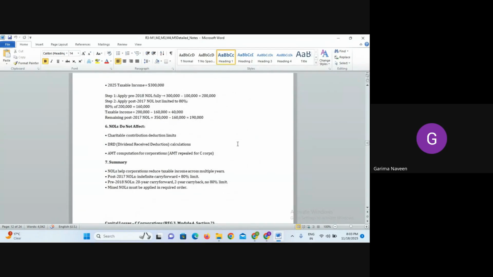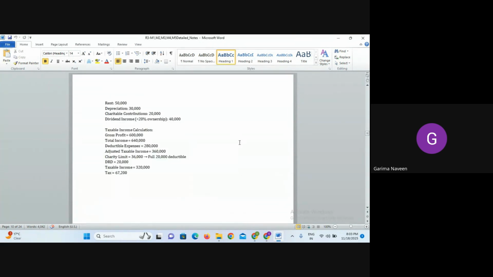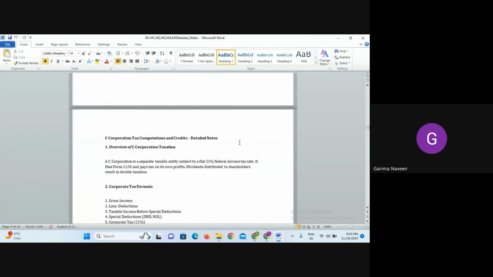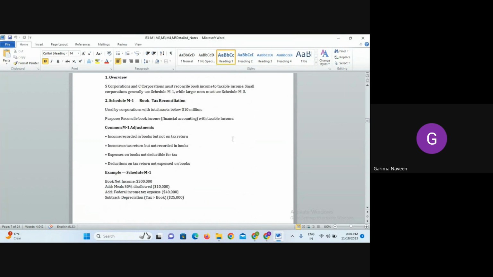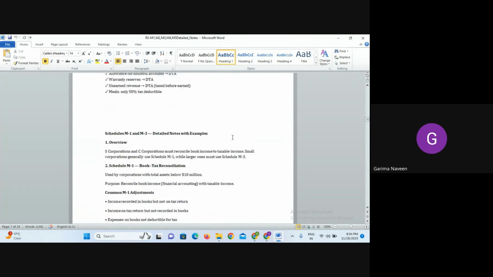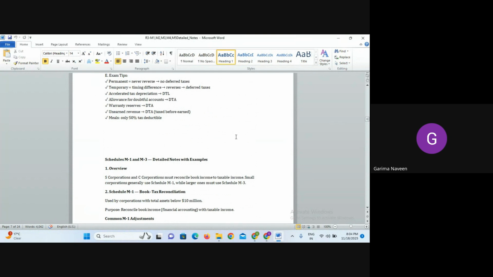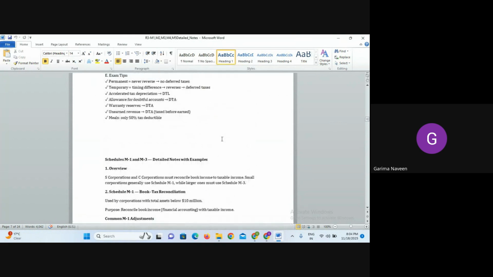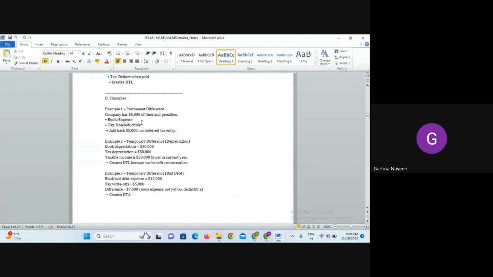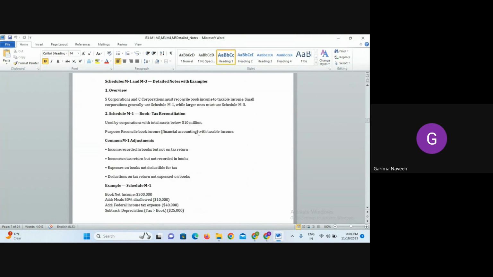Start today's session. Yesterday we discussed everything about the C corporation, and how it is taxed. First we discussed your Schedule M-1 and M-3. Under M-1 you report your reconciliation of book to taxable income. You start with your book income, then you adjust for certain differences, which may be permanent or temporary, to get your taxable income.